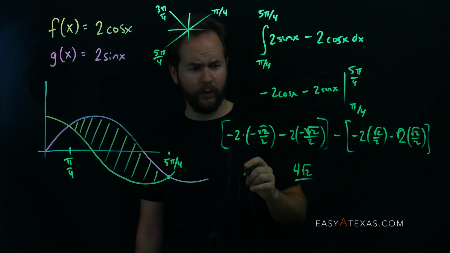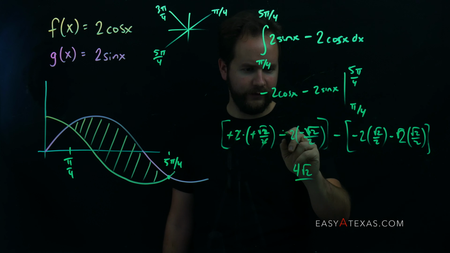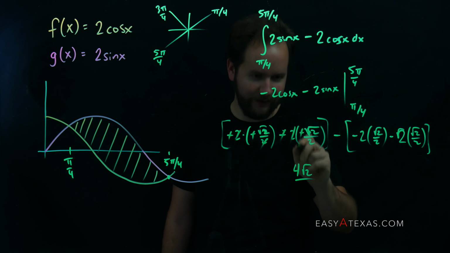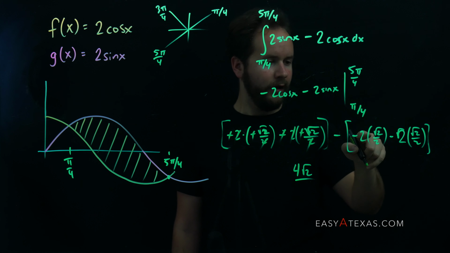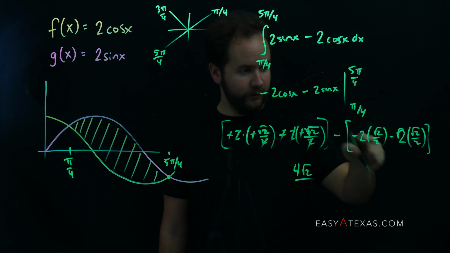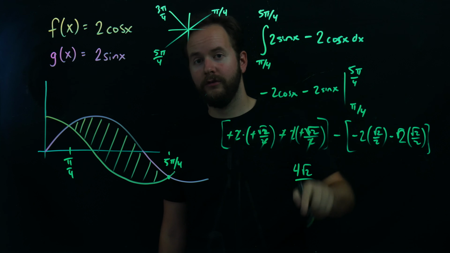I just want to quickly show you that these negatives cancel. These 2's cancel, this negative cancels with that negative, that 2 cancels with that 2, so I get root 2 plus root 2, so far 2 root 2. And a lot of the same thing happens over here. These 2's cancel, these negatives cancel, and so I end up getting 2 root 2 plus 2 root 2, or a final answer of 4 root 2.